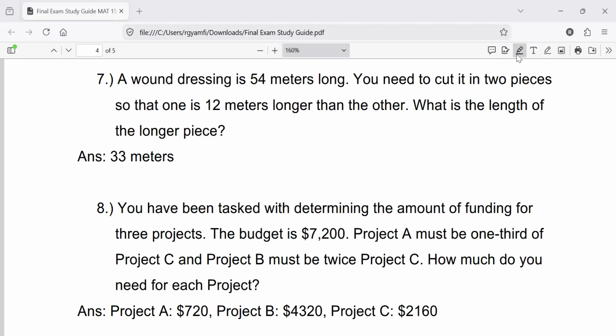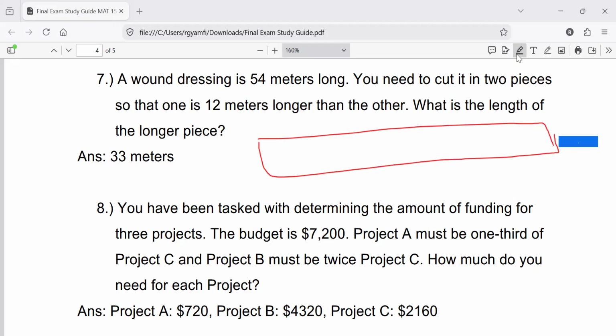All right, we're going to continue with the problems in the study guide. We are on number 7 in word problems, so let's take a look. A wound dressing is 54 meters long, so I'm going to draw. It's better to draw because you can visualize it.